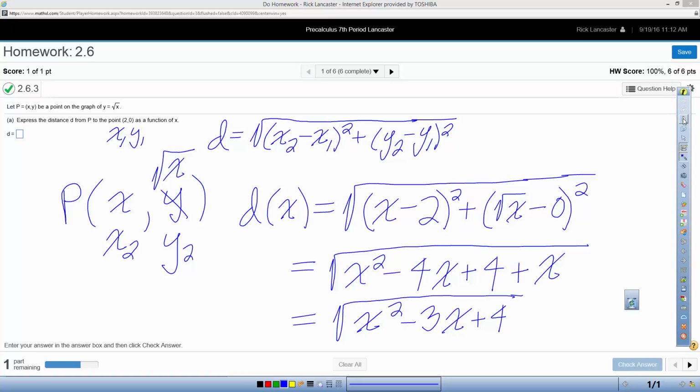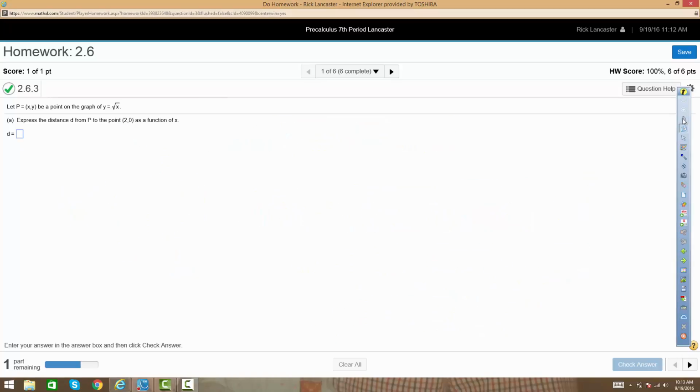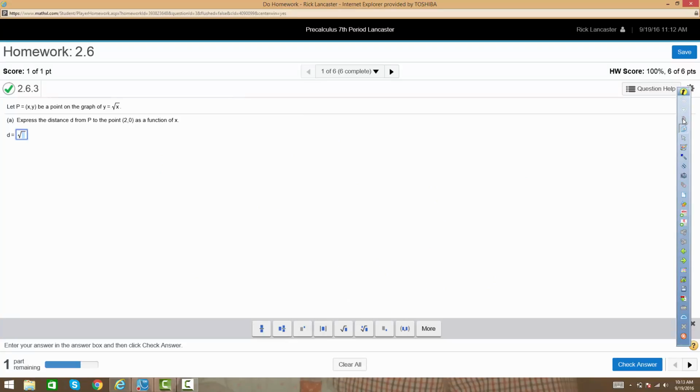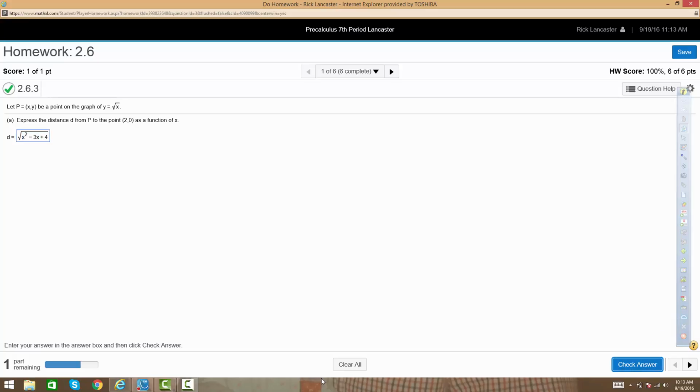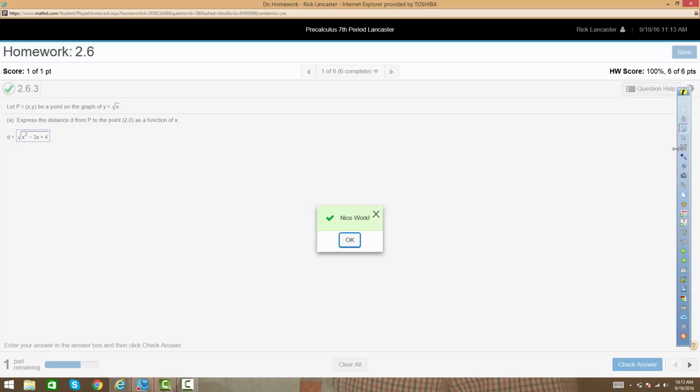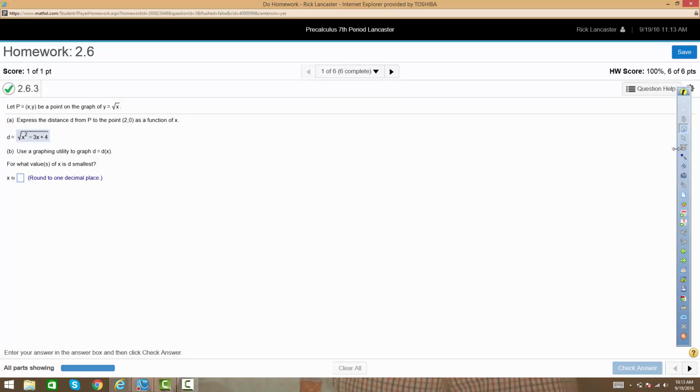So I'm going to go ahead and put my answer in. So the square root of x squared, minus 3x, plus 4, and check the answer. So it liked that. So now it asks a follow-up question. Use a graphing utility to graph d of x. For what values of x is d smallest?